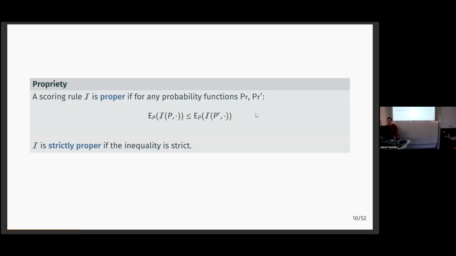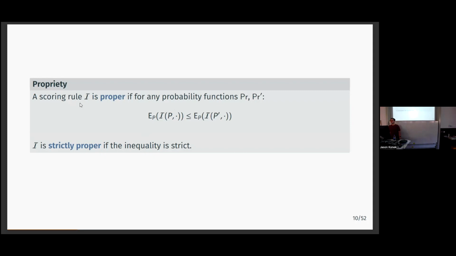Oh, sorry, I should have done, notation isn't always consistent. So a scoring rule is proper if for any probability function, it assigns itself a lower expected score than it assigns to anything else. So merely proper, it just doesn't have to be strict. Strictly proper, it's uniquely best by its own lights.